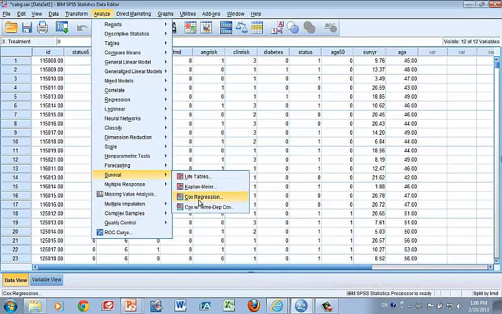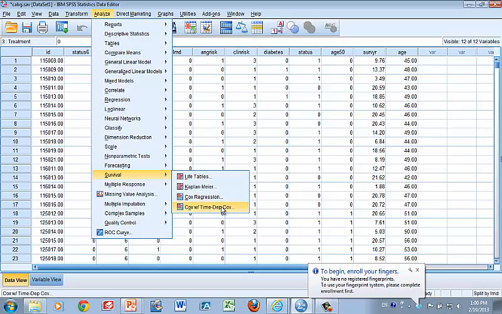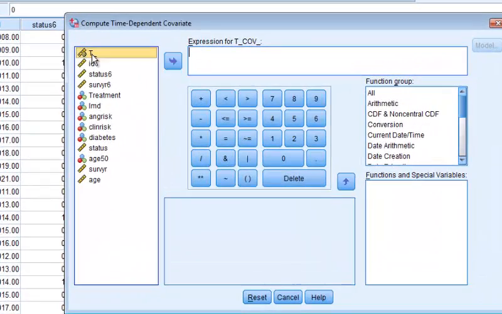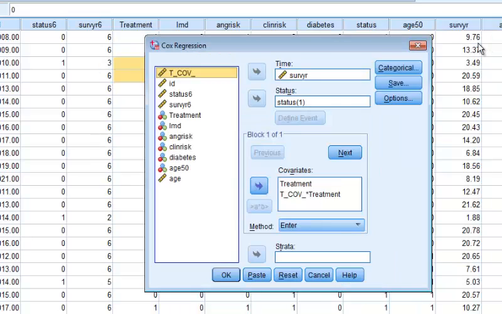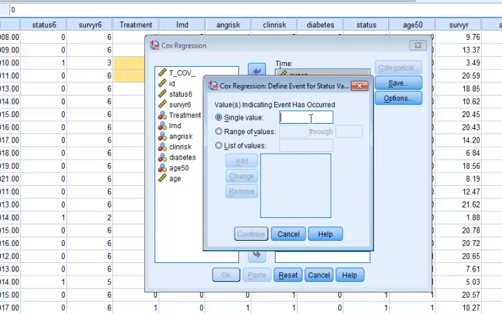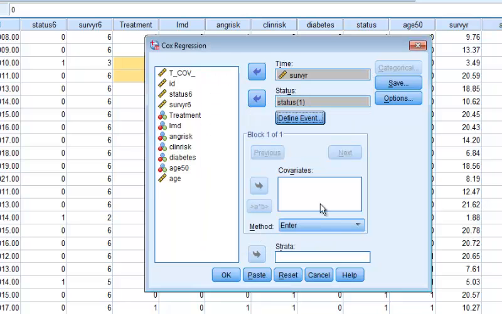So instead of going to Cox regression, we go to Cox with time-dependent covariate. First, we highlight T_ and put it in the expression box. Then we let SPSS know where we want to cut. I'm going to cut at 7 years, so you put T_ greater than 7. Then click Model. The time variable is survey year and the status variable is status, and we code 1 for death, so put 1 in this box.